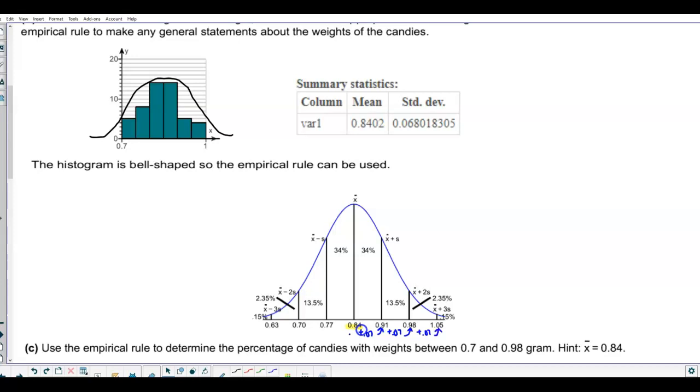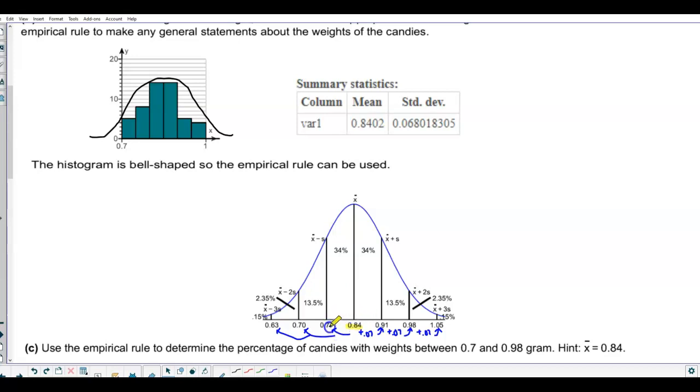Likewise, if we subtract 0.07, we get 0.77. Subtract again 0.07, we get 0.70, and then subtract 0.07 and we get 0.63. So what we've done now is we've determined, okay, this is the mean.